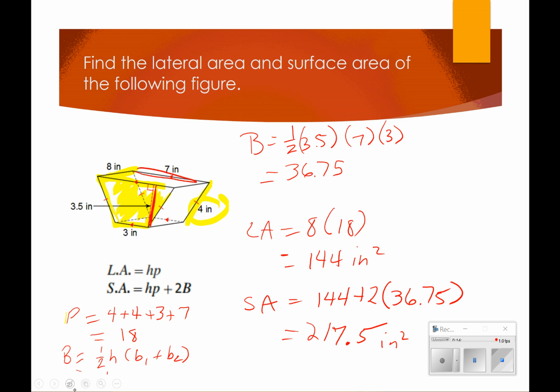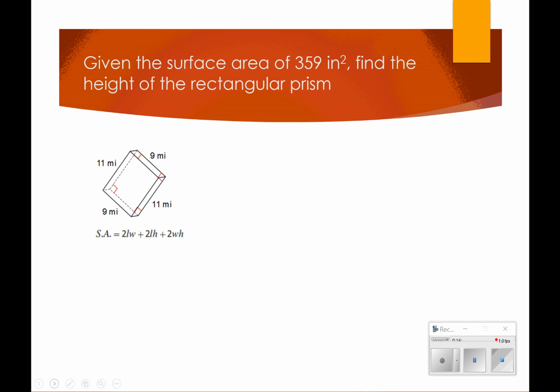All right, last example. Now, I know that the surface area of this prism is 359 inches. We want to find the height of the rectangular prism. Now, with the rectangular prism, sometimes it's kind of hard to tell what's the height, what's the base. Just know that you need the 3 dimensions. So I've got this dimension of 11, which is the one side, I've got this dimension of 9, and then what I'm looking for is that little tiny height there.